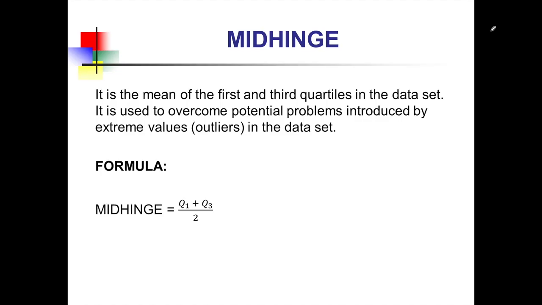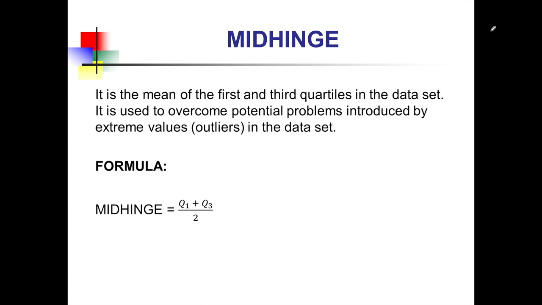Okay? So let's start. When we say Midhinge, this is the mean of the first and third quartiles, the average of the first and third quartiles in the data set, whether it is ungrouped data or grouped data. It is used to overcome potential problems introduced by extreme values or outliers in the dataset. When we say extreme values, lagi yung tatandaan, this is called outliers.